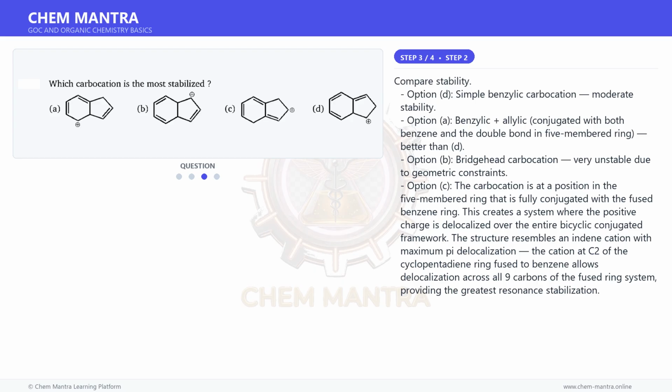Option C. The carbocation is at a position in the 5-membered ring that is fully conjugated with the fused benzene ring. This creates a system where the positive charge is delocalized over the entire bicyclic conjugated framework. The structure resembles an indene cation with maximum pi delocalization. The cation at C2 of the cyclopentadiene ring fused to benzene allows delocalization across all 9 carbons of the fused ring system, providing the greatest resonance stabilization.